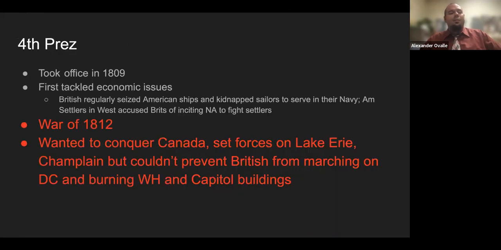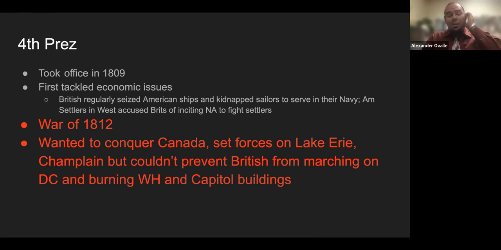James Madison. Told you we're almost done. He took office in 1809. He first tackled the economic issues. The British were regularly seizing American ships and kidnapped sailors to serve in their navy. American settlers in the West also accused the Brits of inciting Native Americans to fight the settlers in the West. And that's going to lead to the whole thing of the War of 1812.